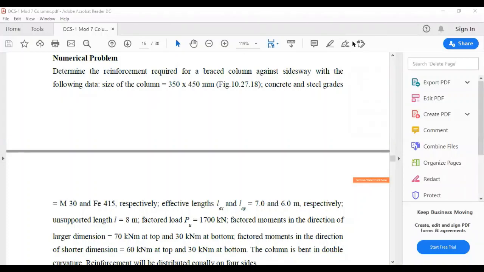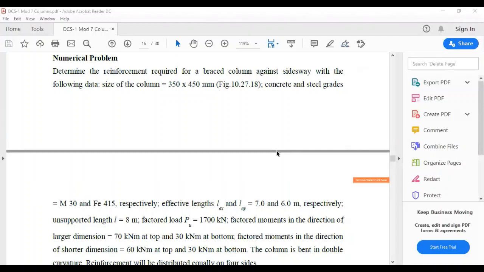So the question goes like this. Determine the reinforcement required for a braced column against side sway with the following data. तो reinforcement बतानी है एक braced column में side sway के against. Data जिसमें से ये दिया हुआ है कि size of the column is 350 by 450 mm, which is given below.